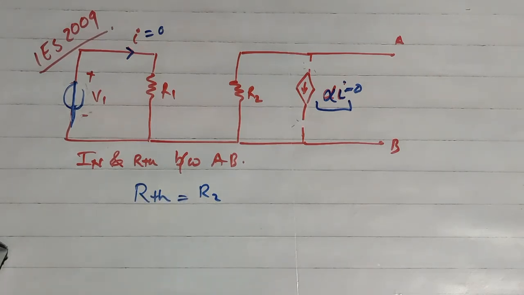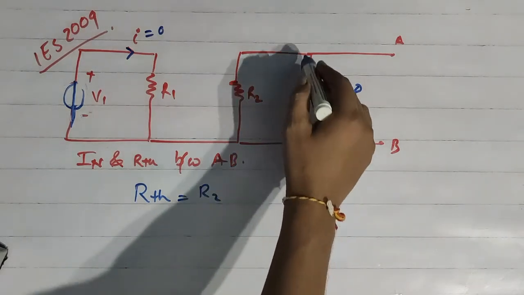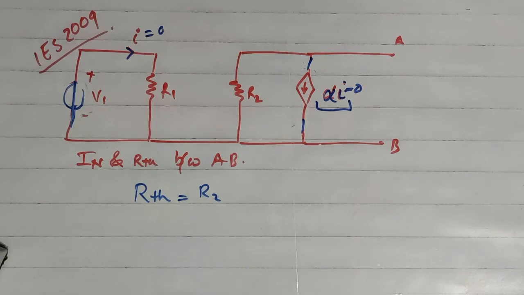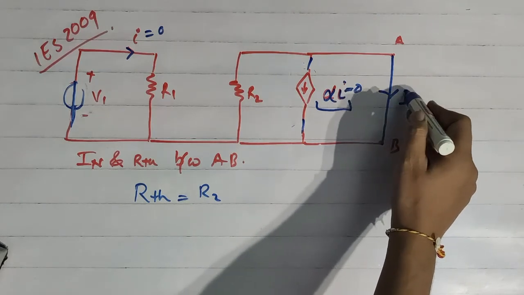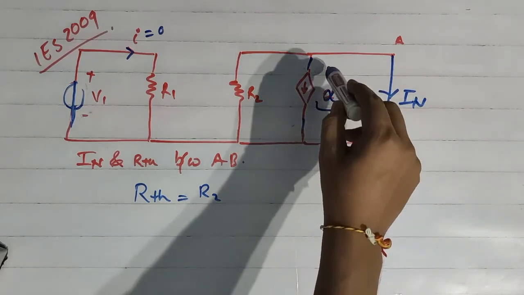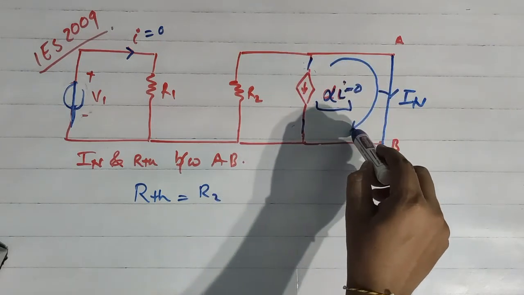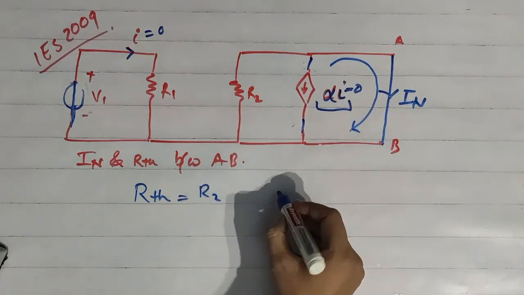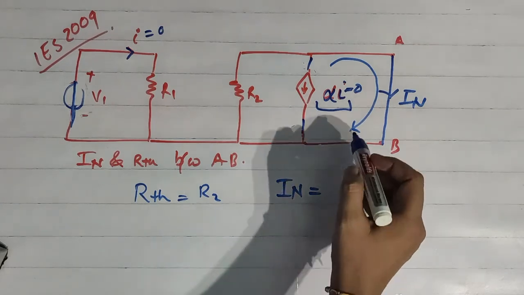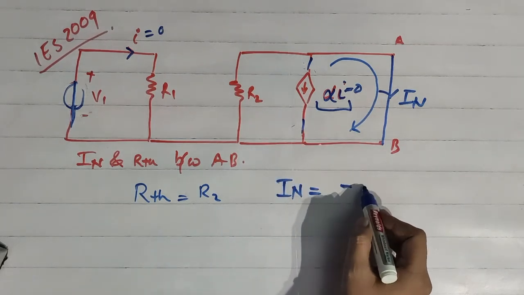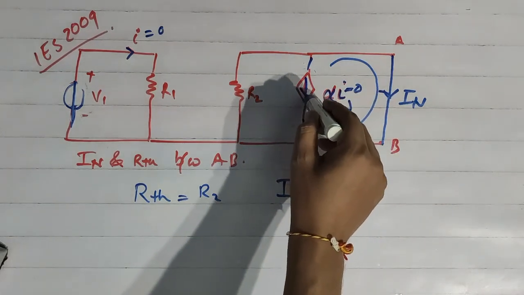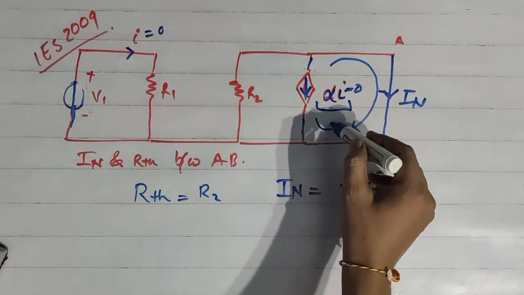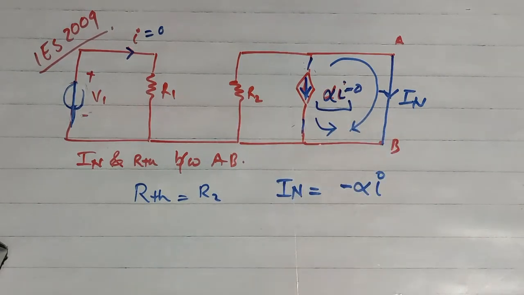Now what is the Norton current IN? Now again redraw this circuit. Norton current IN means the current through this terminal AB when we short this terminal AB. So when we short this terminal, then this current alpha I will flow in this loop due to this short circuited path. So we get IN simply equal to minus alpha I. Why minus alpha I? Because the direction of Norton current is like this, and this current alpha I flows in this direction. That's why minus alpha I.